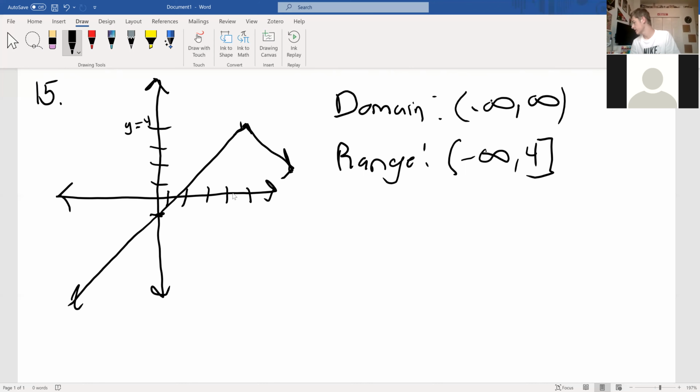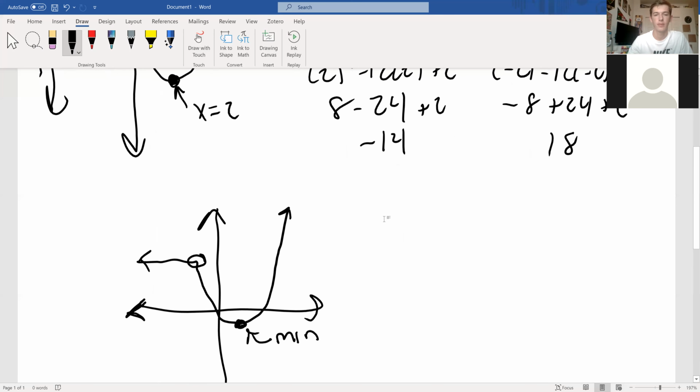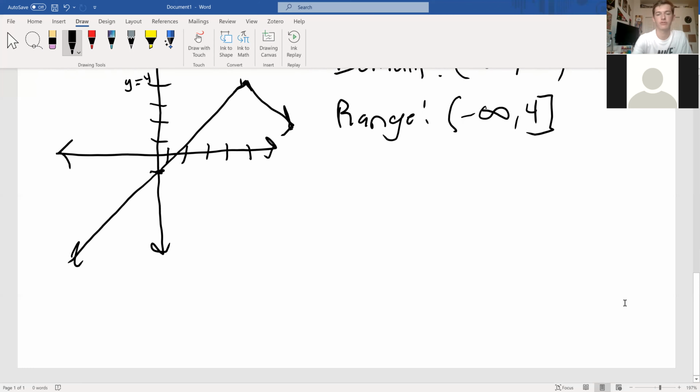All right, let me see if there's any other graphings. Oh, they also said 16. So I'll keep going in a row. I'll just put 16 right here. So 16 is the same thing.